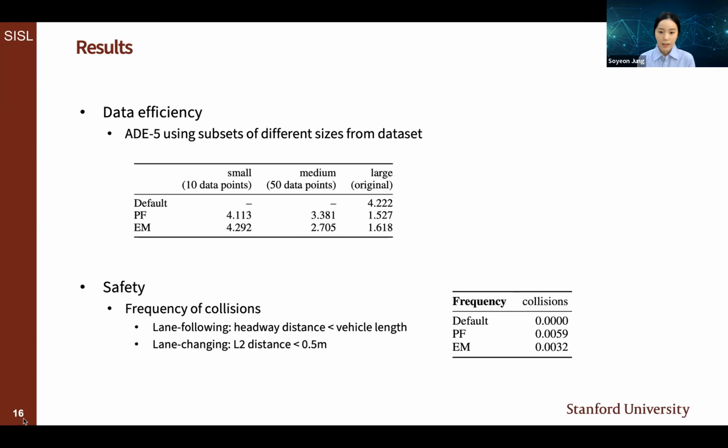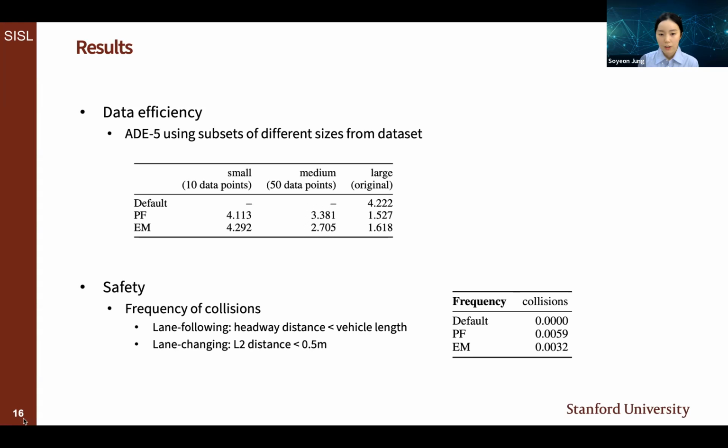Finally, the safety is evaluated by counting the frequency of collisions in the simulated trajectories. If a vehicle is following its lane, collisions are counted when the headway distance is smaller than the vehicle length. During a lane changing period, collisions are counted when the L2 distance to another vehicle is smaller than 0.5 meters. We can observe that the EM achieves almost half the collision rate of the particle filtering.